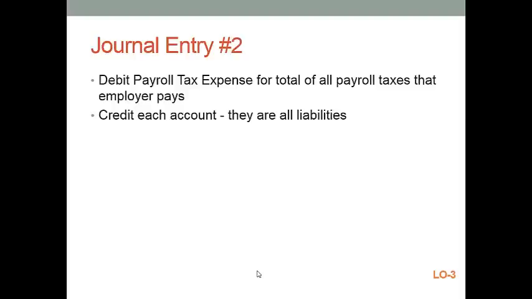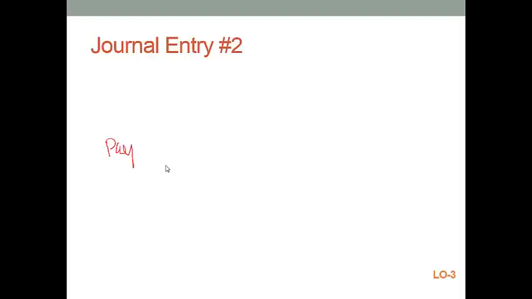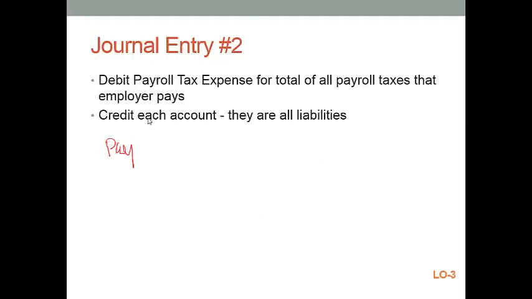So again, this is my employer's journal entry to record the payroll taxes that the employer owes. Okay, so here what we're always going to do is debit payroll tax expense. Basically I'm going to put a question mark here because I don't know how much my total payroll tax expense is going to be. It's going to be basically the sum of all of my credits. Okay, so then I'm going to credit each payroll tax that I have.